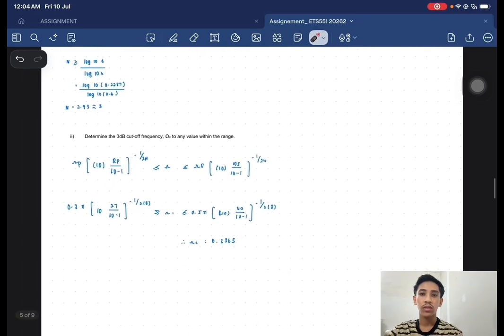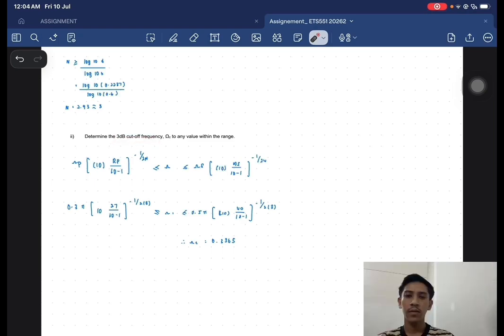Okay, next, finally I calculate the 3 dB cut-off frequency, or omega C. Based on the calculation, the value of omega C is 0.3365. This value will be used in the next step to determine the poles of the Butterworth filter.